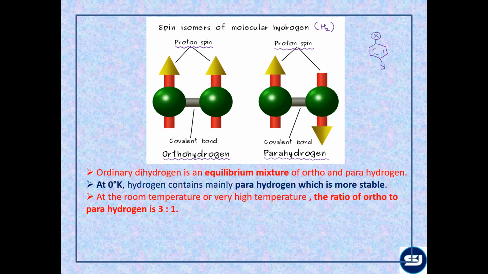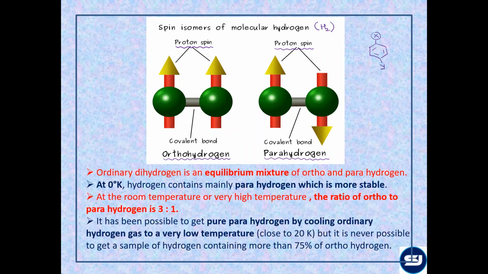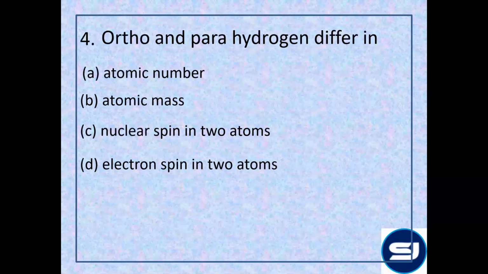ortho could be prepared. It has been possible to get pure para-hydrogen by cooling ordinary hydrogen to a very low temperature, close to 20 Kelvin, but it is never possible to get a sample of hydrogen containing more than 75% of ortho-hydrogen. तो para-hydrogen 100% तक अचीव किया जा सकता है, but for ortho the max proportion is 75%. That's it. This is what you are supposed to remember with regards to ortho and para-hydrogen, which are the nuclear spin isomers of dihydrogen.